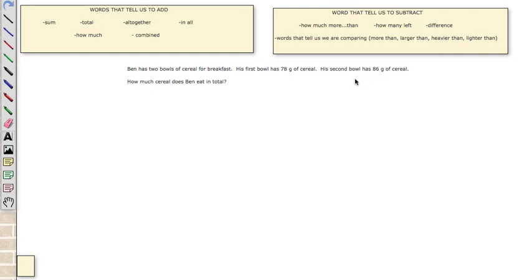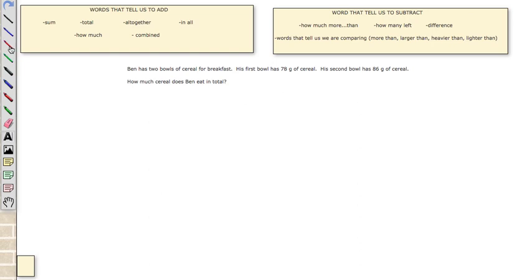So in today's problem, we have the following. Ben has 2 bowls of cereal for breakfast. His first bowl has 78 grams of cereal. His second bowl has 86 grams of cereal. How much cereal does Ben eat in total?